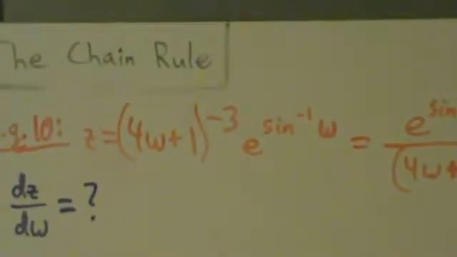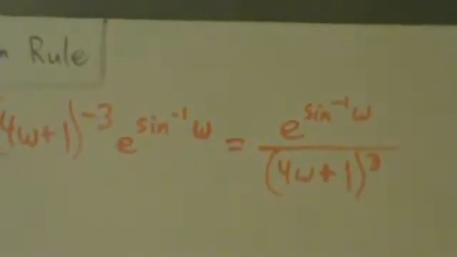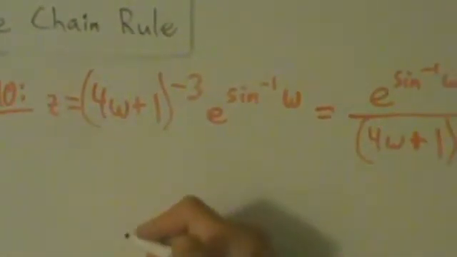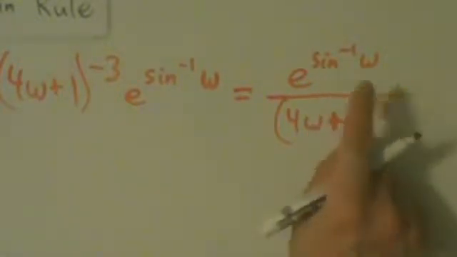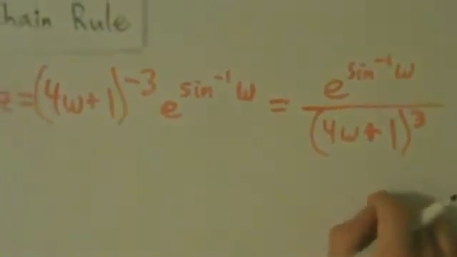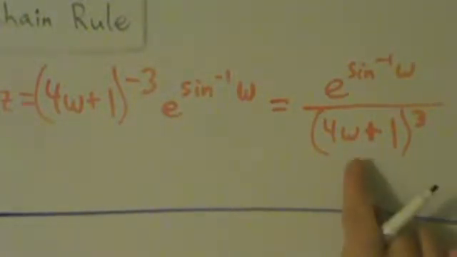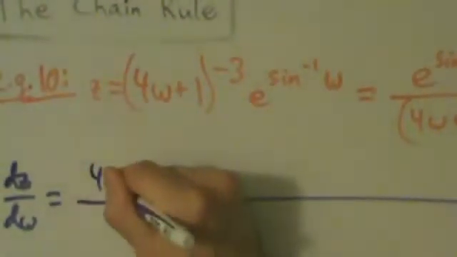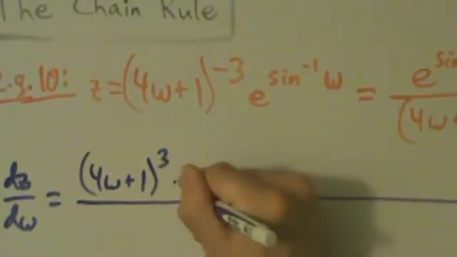So let's go ahead and continue with this then. If we want to find dz/dw, then we're just going to do the quotient rule on this. So the quotient rule says dz/dw equals bottom times the derivative of the top, minus the top times the derivative of the bottom, all over the bottom squared. Okay, so we're going to need a lot of room here. Bottom is (4w plus 1) cubed. Alright, that's our bottom. Now we multiply by the derivative of the top.